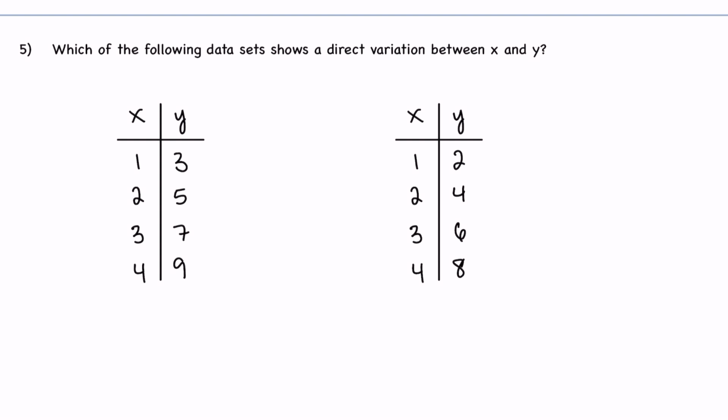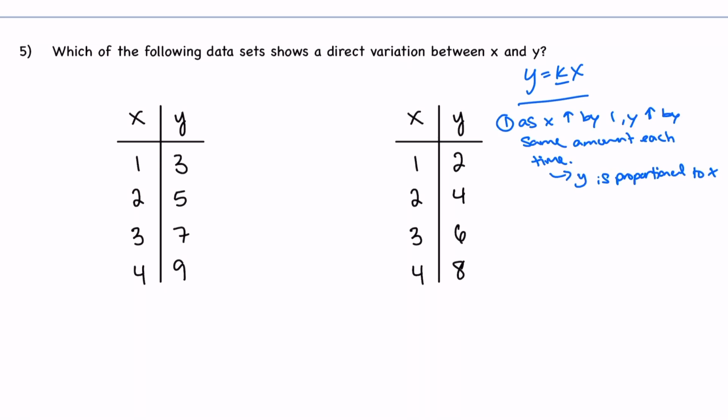Lastly, question 5 says, which of the following data sets shows a direct variation between x and y? Once again, the equation for direct variation is y equals kx. Based off of this equation for direct variation, we have two criteria that we need to meet. Our first is we have some sort of constant, or k, so that means as x increases by 1, y increases by the same amount. Our second criteria is that our line passes through the origin, so there must be a point at 0, 0.